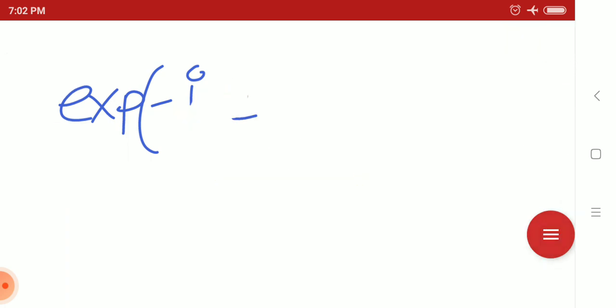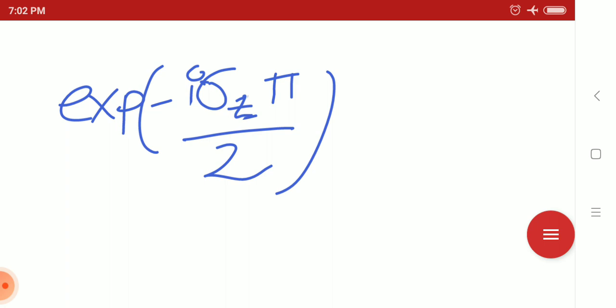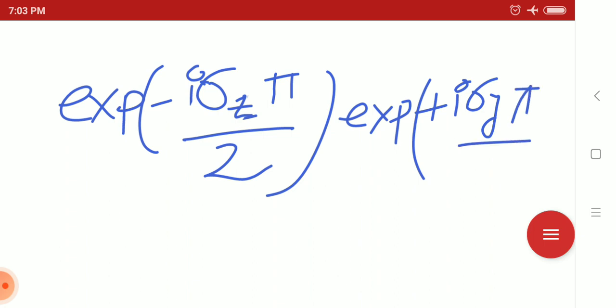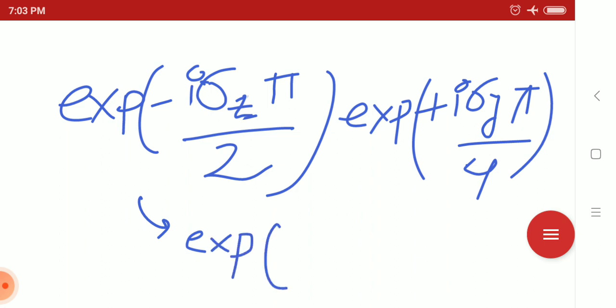Let me write clearly. Exponential minus iota sigma z pi by 2 into exponential plus iota sigma y pi by 4. Now here it will come the application of rotation operator. Now I will discuss in detail what it means, the rotation operator.